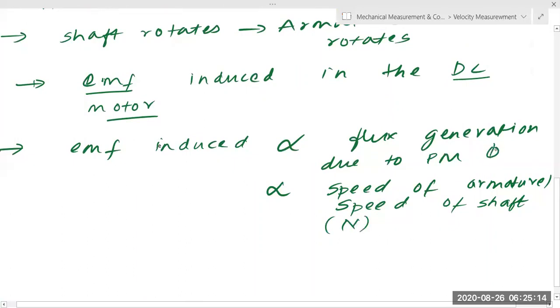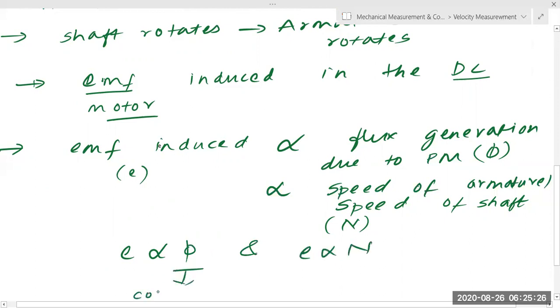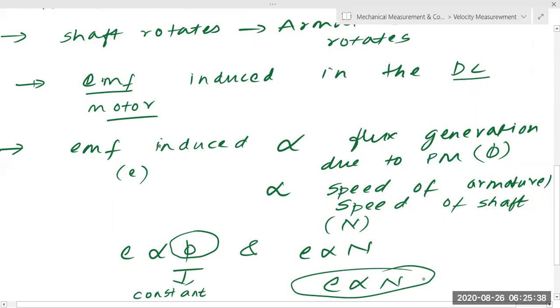This is equal to phi. So what I'm saying, EMF induced E will be proportional to phi, and E will be proportional to M. Now we know that phi is constant because the magnet is permanent in nature and the current is direct, which is constant. So phi, the flux generation, will be constant. So the EMF induced will be directly proportional to speed.